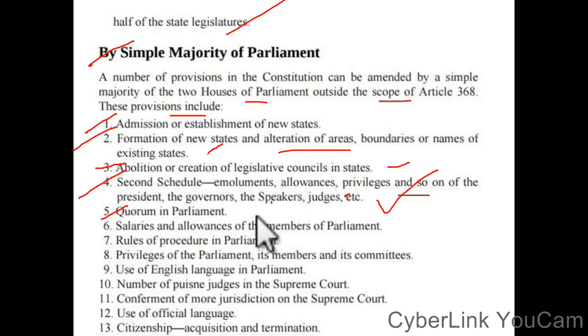Quorum in Parliament, salaries and allowances of the members of Parliament, rules of procedure in Parliament, privileges of Parliament, its members and its committees, use of the English language in Parliament, number of puisne judges in the Supreme Court, conferment of more jurisdiction on the Supreme Court, use of official language, and citizenship acquisition and termination.